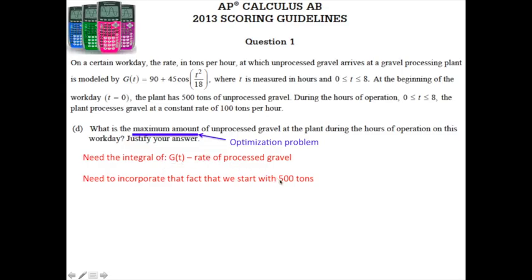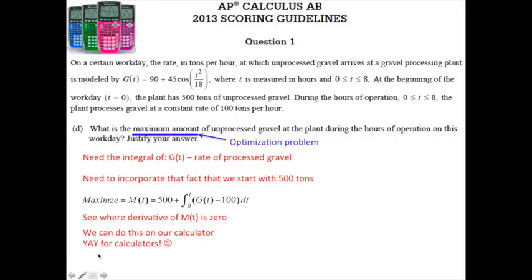We have to remember that originally we have 500 tons sitting there in the first place, since we want the amount of gravel, not just what's going in and what's coming out. So we're trying to maximize this function. We start with 500. We bring in gravel at a rate, and we remove processed gravel at a rate. When we integrate those two rates, this is the amount we start with, this is the amount it changes by, and we want to maximize that function. That means we're looking for a hill in that function.